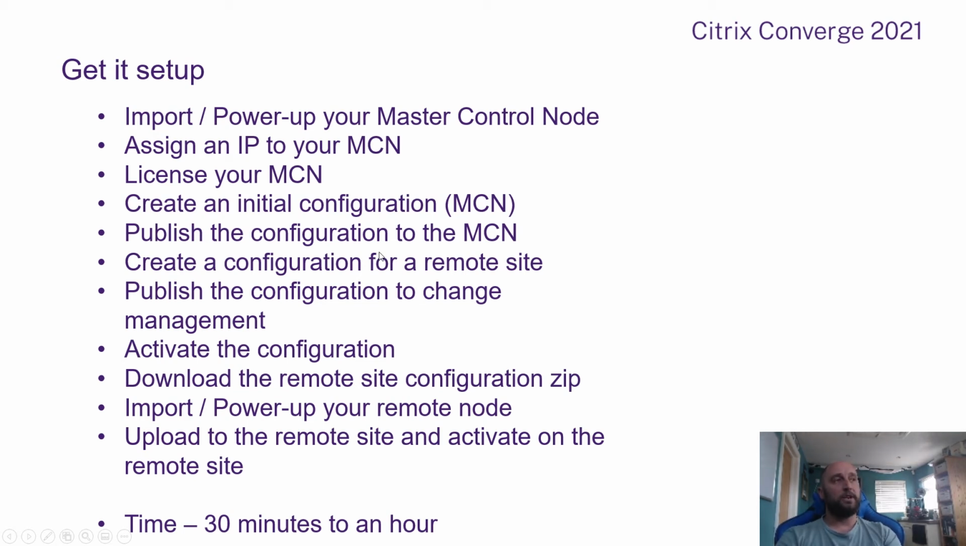Then you create a configuration for each remote site that you're going to have, and it's exactly the same stuff. You tell it what its WAN connection is and what its LAN connections are with the subnets, and that gets added to that whole library of everything else. It tells the MCN where these networks are and how to route to them, and you publish these packages through that change management process.